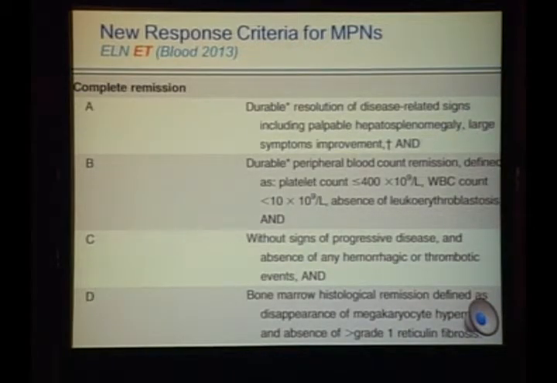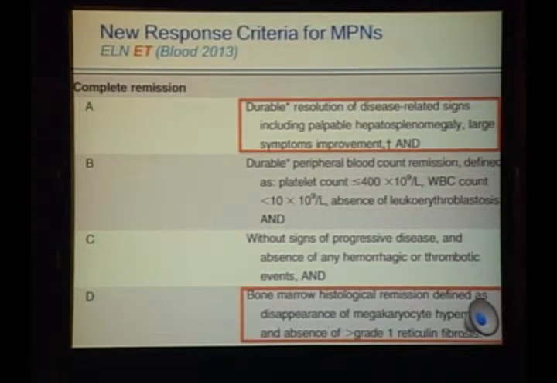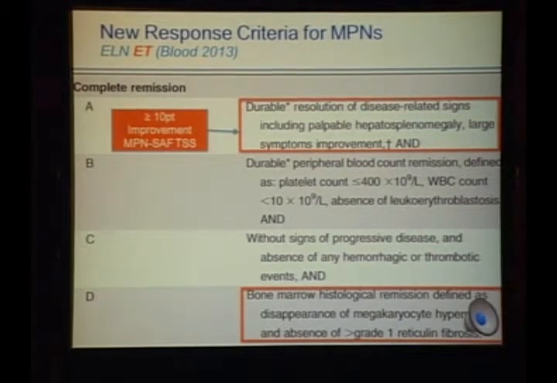Now, with this, we see, one, in ET, we expect these four different levels for a complete remission. Durable resolution of disease-related signs, including the big spleen, and symptoms. Durable control of the blood counts. No evidence of progression, no blood clots or bleeding, and a bone marrow which looks basically normal. And it's been the bone marrow and the resolution of symptoms and difficulties that has been the most stubborn in the past. We measure these now using the MPN-SAF and expect at least a 10-point improvement.